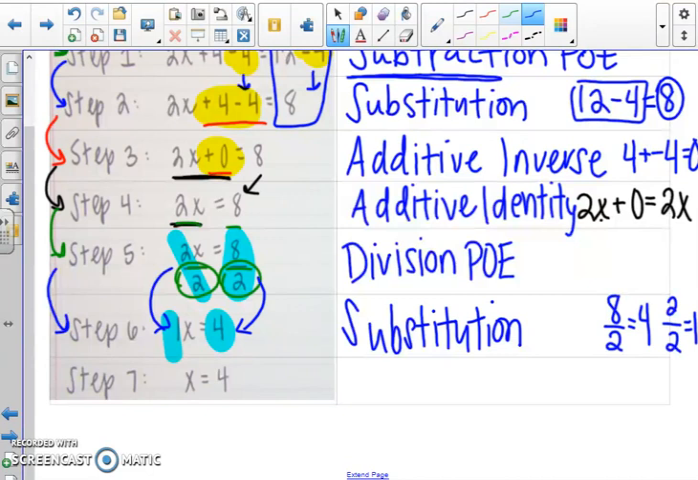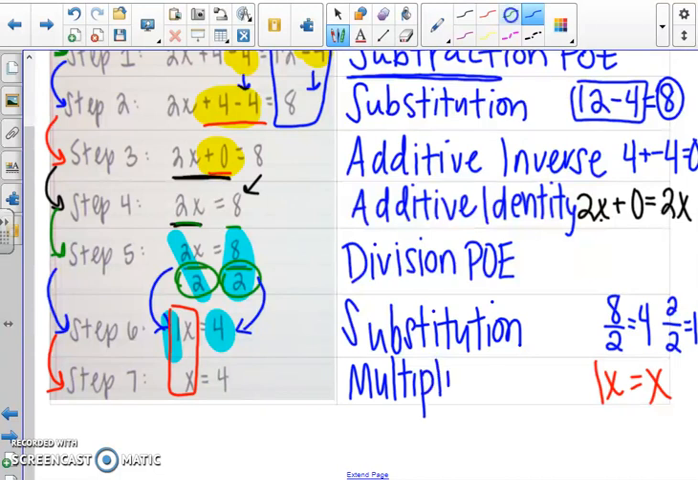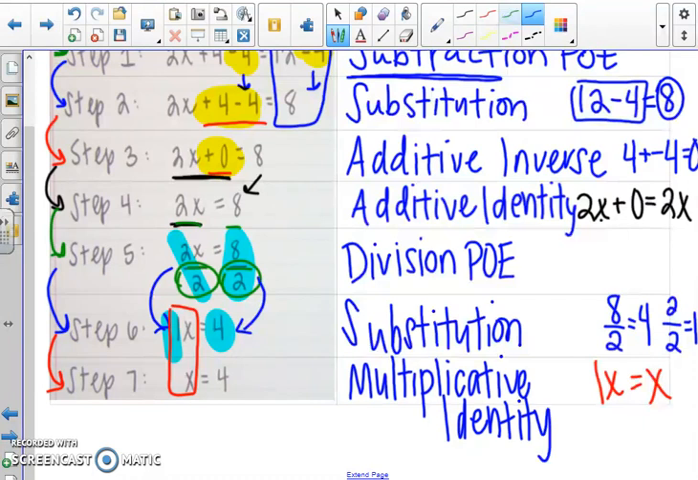All right, last step. Step 6 to step 7, what changes? The 4 is the same, so it's not going to be there. But how about this? 1x became x. So what property says that 1 times x is equal to x? Anything times 1 stays itself. That is the multiplicative identity, or identity property of multiplication. Anything times 1 stays itself.